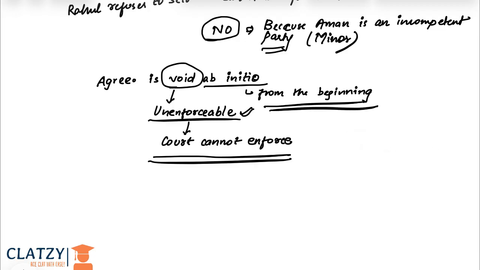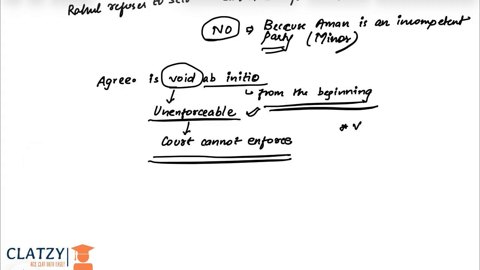What is the difference between void and void ab initio? Again, think of the NLSIU example. In that example, you had an offer, you had acceptance, and you had consideration as well. Is that agreement also void ab initio? Is it void from the beginning? The answer is yes, because the consideration there is illegal. Okay. Similarly, agreement with a minor is also void ab initio. It is void from the beginning.